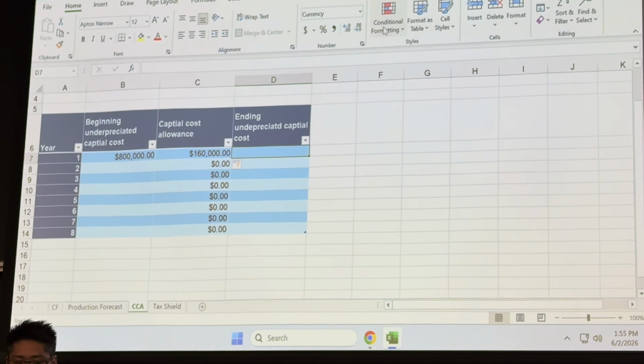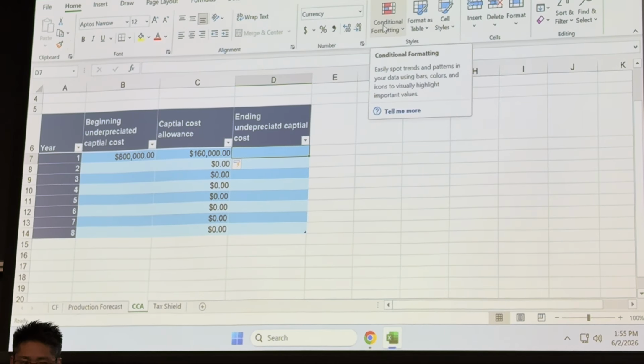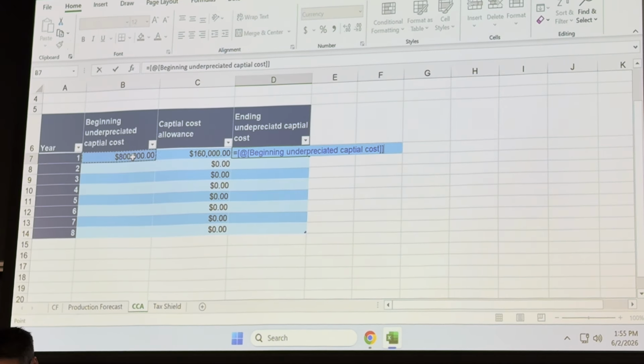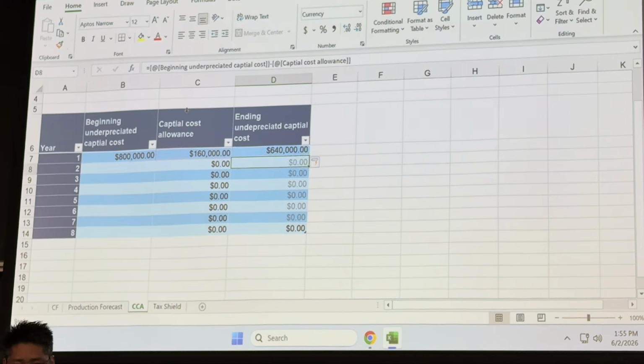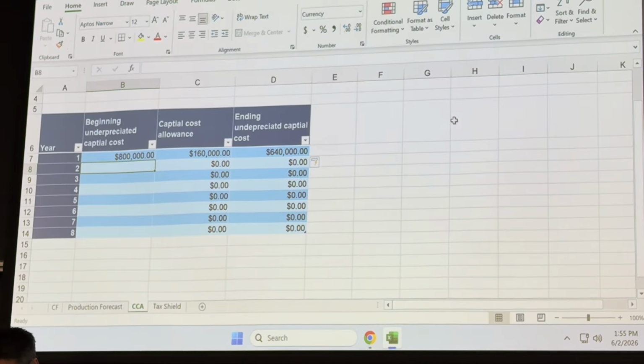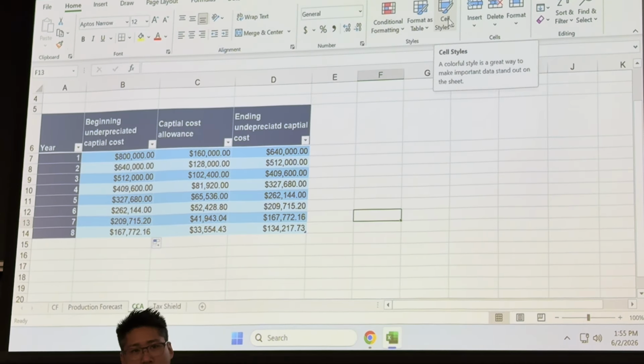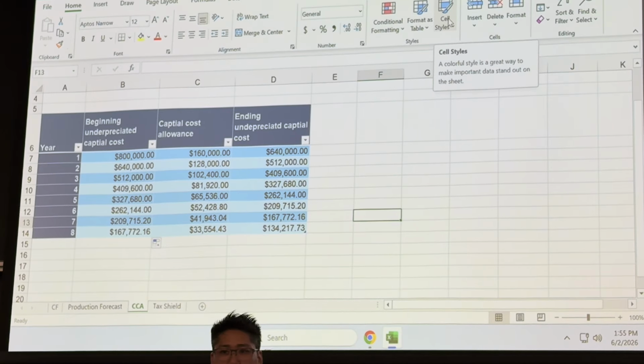What's the ending capital cost? So the beginning minus the allowance, so equal 800,000 minus 160,000. We good? Now, year two, what is the beginning cost of year two? That equals the ending of year one. And then from here, what you can do is you can drag this cell down and just fill in the rest of the table. Again, I'm going very fast because I didn't get any response. I assume you guys can understand it. Otherwise, let me know. I can redo this.